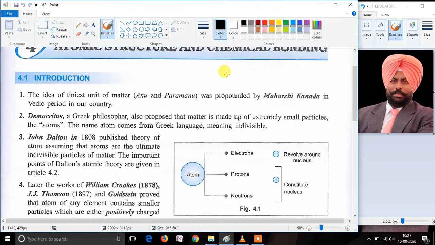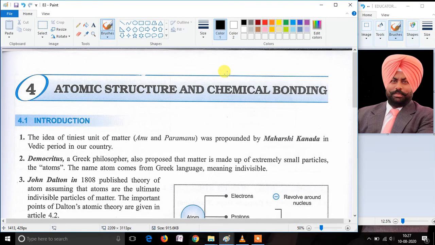In today's video, we are going to discuss chapter number 4, Atomic Structure and Chemical Bonding, from the book A New Approach to ICSE Chemistry, Class 9th. In this chapter, we will discuss the atomic structure and the different kinds of bonds which are formed between two different kinds of atoms.